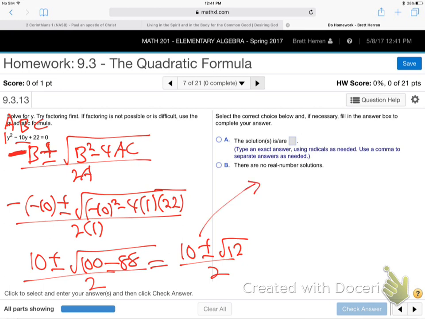So this will be 10 plus or minus. Your calculator will tell you the root of 12 is what? 4 times 3, 2, 2. 2 2's in, 1 2 out. 3 left inside, like that. We good to there?